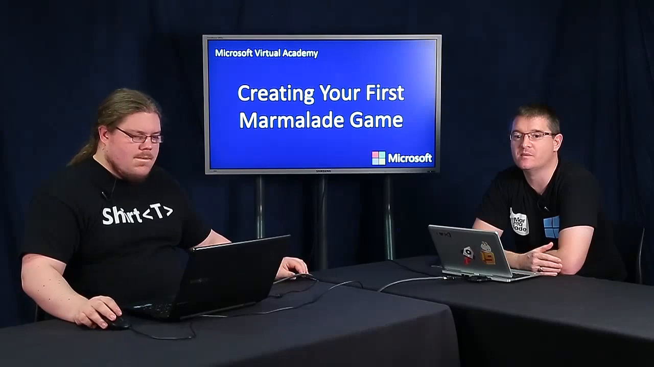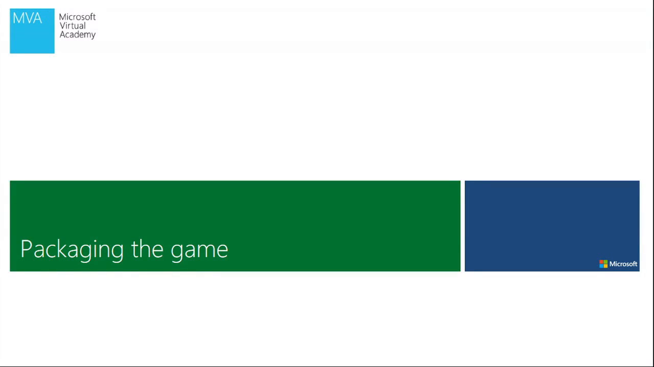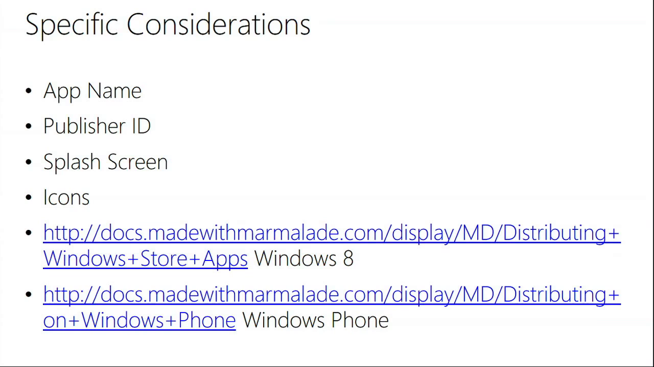So great demo there. So we've just looked at the ads. Now let's look at how we can package a game and get that game onto both the Windows 8 and Windows Phone stores. So let's go through a few details. Specific information and considerations are, number one, you need to have a name for the app. You can reserve an app name for up to 12 months on the Windows 8 and Windows Phone store.